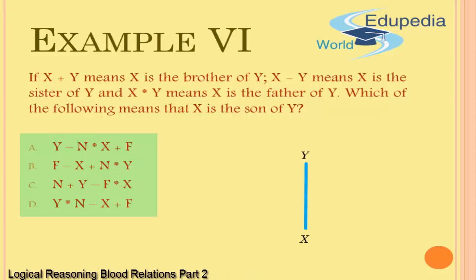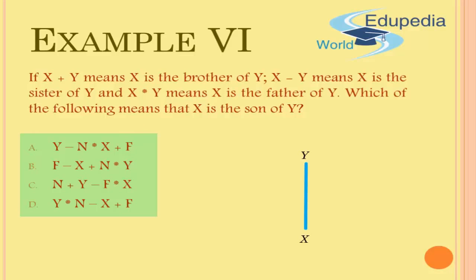But again in this case x is not y's child. X is f's child and f is the sister of y. So y is not the parent of x. Again I have to discard this option. And now I will check option D. So y asterisk n minus x plus f. Now y asterisk n means y is the father of n.